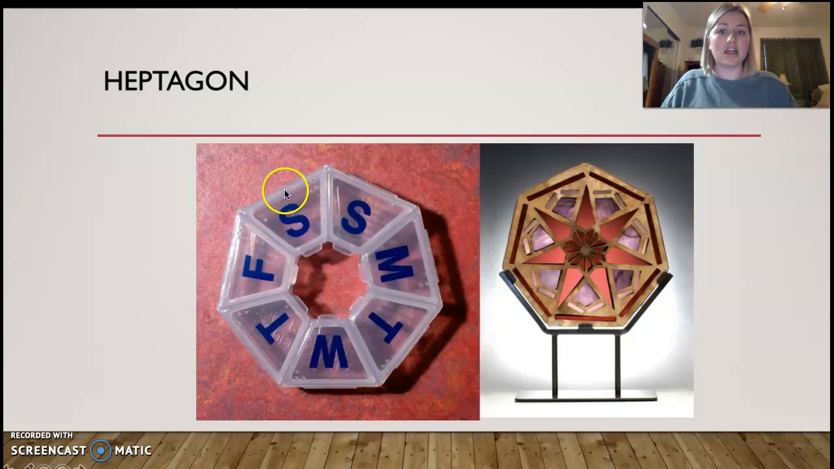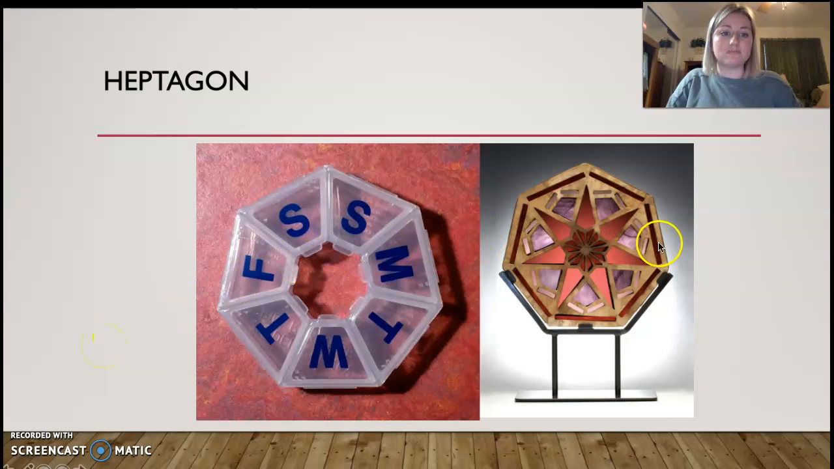So let's start at Saturday. 1, 2, 3, 4, 5, 6, 7. As you can see, this pill container has 7 total sides, just like a heptagon.